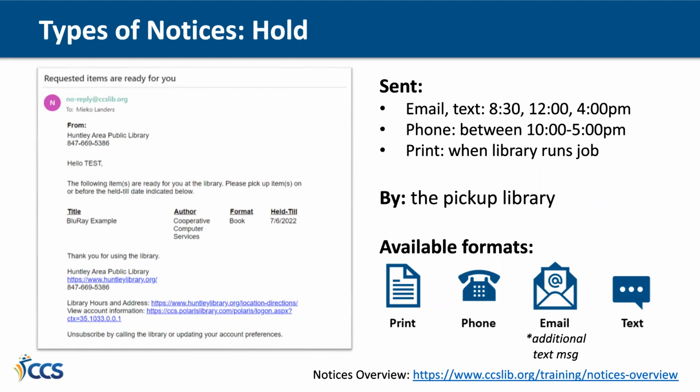Unlike other notice types, holds are sent multiple times a day, at least for email and text, and continuously as they queue up for a phone. So for phone notices, those will go out between 10 a.m. and 5 p.m. daily. When an item traps for a phone notice, that notice is added to the phone queue and it will be sent when it reaches the top of the queue.